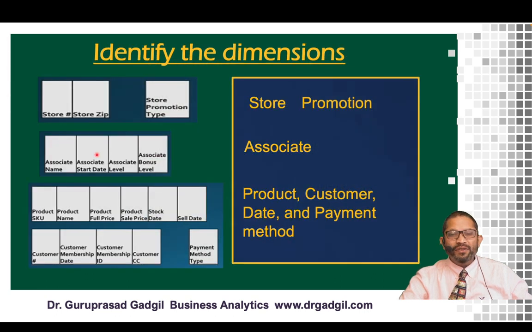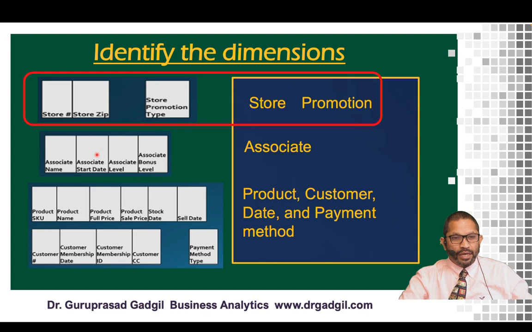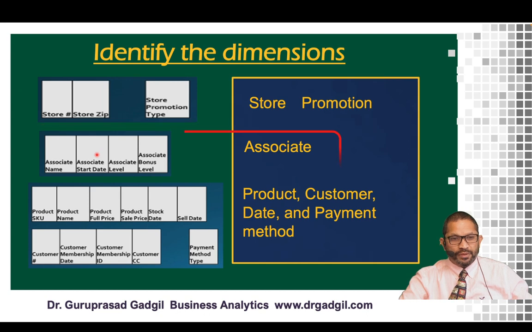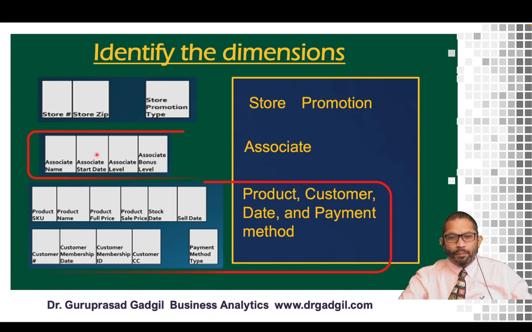Now we will break the rows into components. We propose the following dimensions: store and promotion, associate, product, customer, date, and payment method, which incorporates customer and sales data. The spreadsheet will have multiple columns that will fit into each dimension.